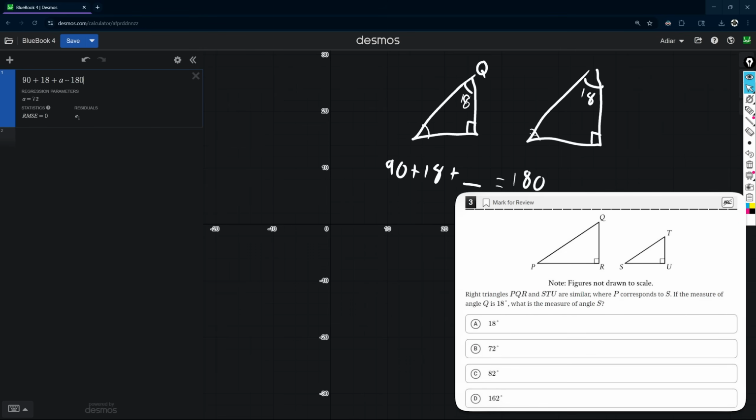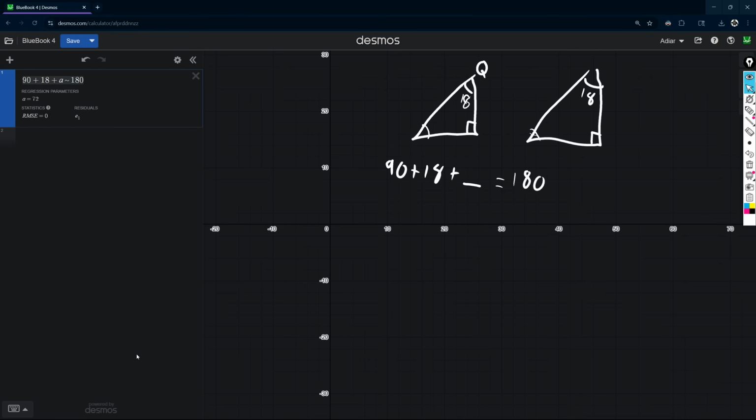And I'm purposely just doing it with the most amount of Desmos, but I think for this one, you can either do it in your head or just subtract off the 90 and 18 from 180 to get the correct answer. But why not do it the Desmos way? It doesn't speed up the problem for this one, but it doesn't hurt it either.